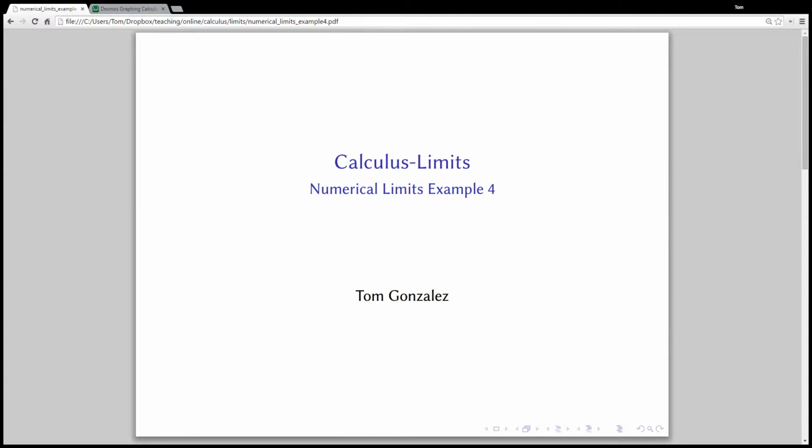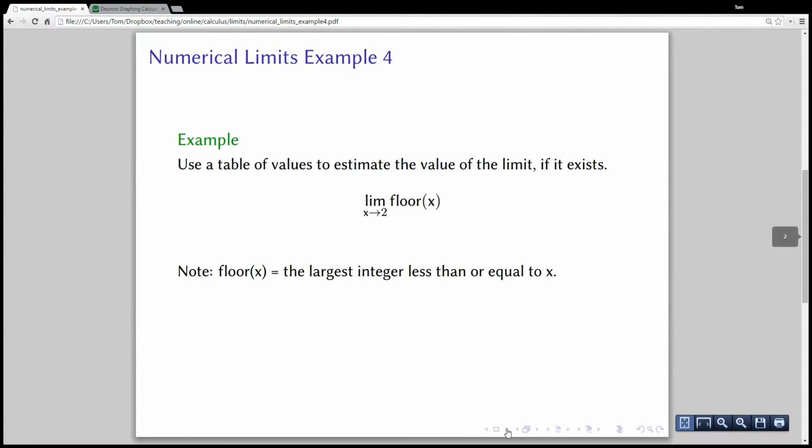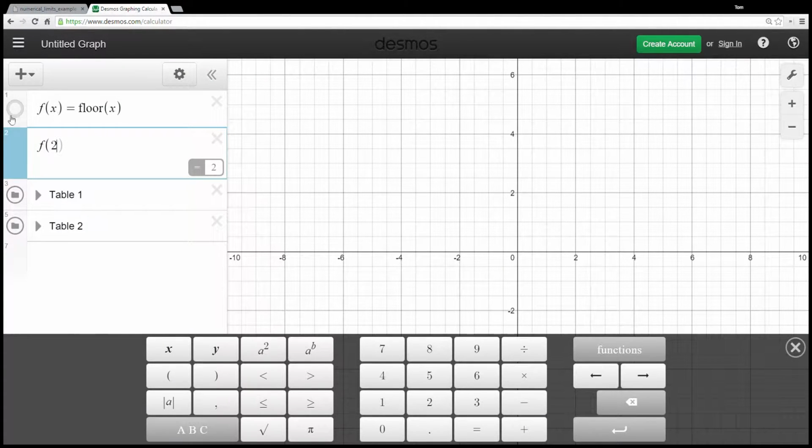All right, in this video we're going to take another look at numerical limits. And in this case what we're going to be doing is calculating the limit of the floor function. The floor function might not be a function that you are experienced with, so let's just take a look at it. I'm going to again use Desmos to take a look at the limit.